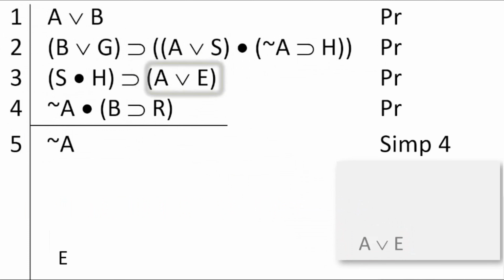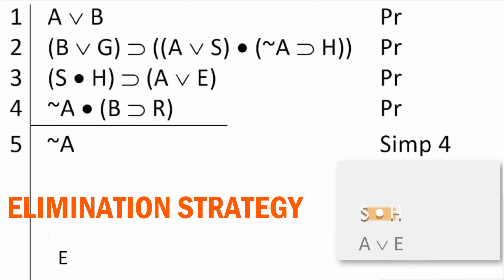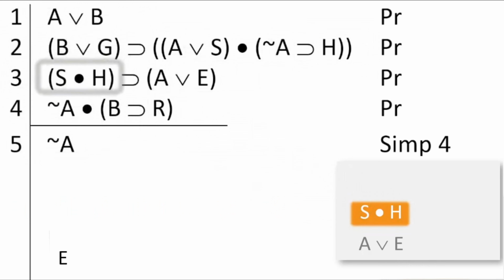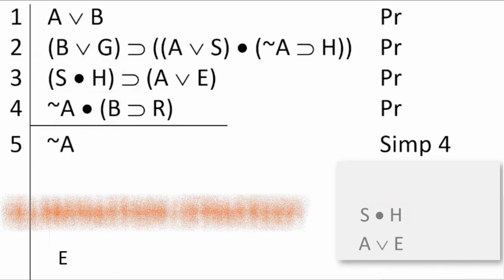We know a rule, an elimination rule, that will allow us to get the consequent of a conditional. That's Modus Ponens, but we need to match the antecedent. So we need to get S and H. Again, we first try an elimination strategy. We try to locate S and H in our premises, but the only place where it occurs is in the conditional in line 3 in the antecedent. But we can't get any proposition from the antecedent, so we need to drop that idea. We need to drop the elimination strategy.